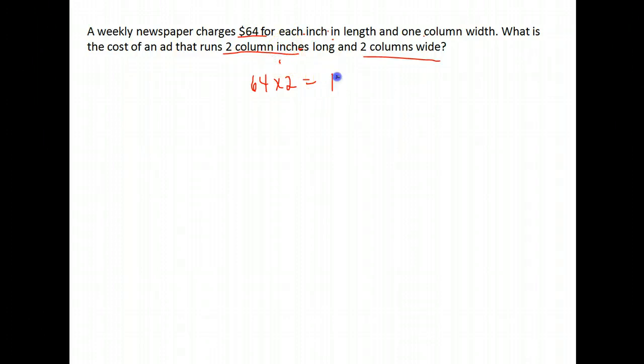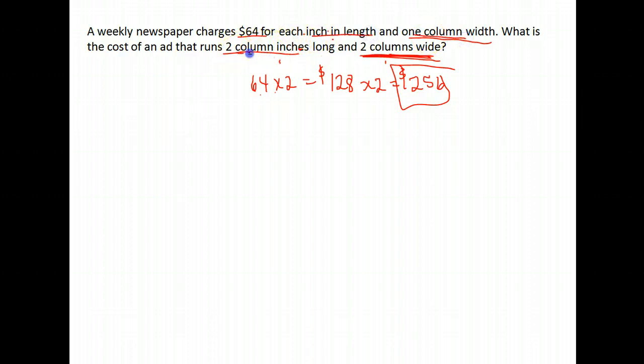Okay, so for their length, it's going to cost them $128. However, they also exceeded the column width. This was just for 1 column width, and they're going to use 2 column widths. So we took our 64 times 2 because of the length, the inches. Now we have to multiply that number times 2 because there's twice as many columns. So now we take our 128 times 2 and we get $256. So again, it was $64 if you use a 1 inch long and 1 column wide. They used 2 inches long, multiplying that rate by 2, and 2 columns wide, multiplying it by 2 once again.